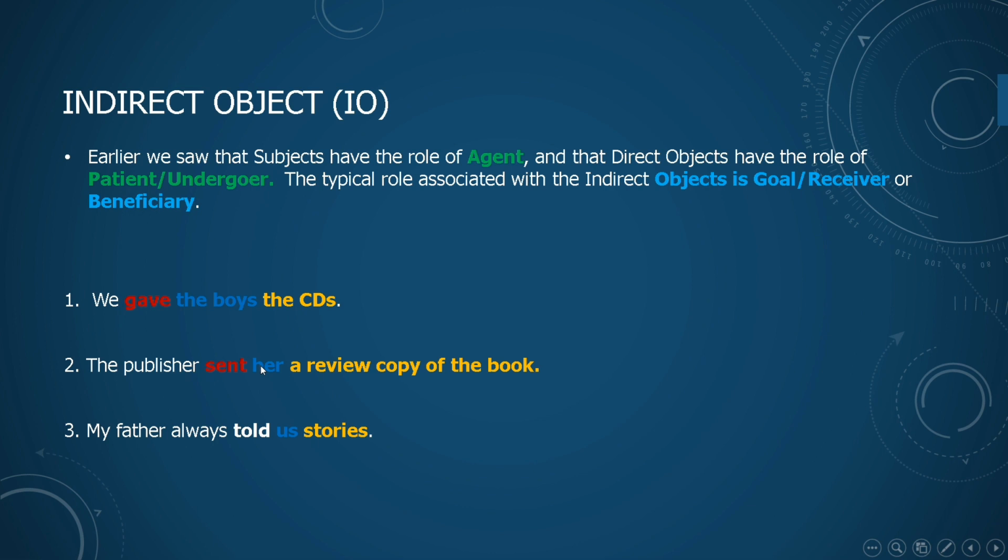And there is an easy way to find the direct and indirect objects. In most cases, the indirect object precedes the direct object. So we have subject, verb, indirect object, and then the direct object. So the indirect object comes before the direct object. My father always told us stories. So we can say us precedes stories, the second object. So us is the indirect object and stories is the direct object.